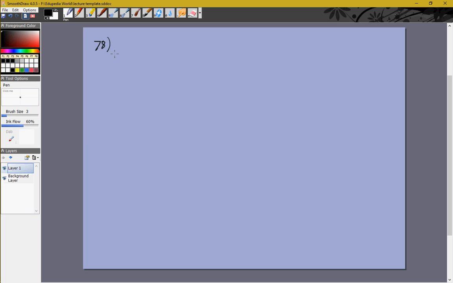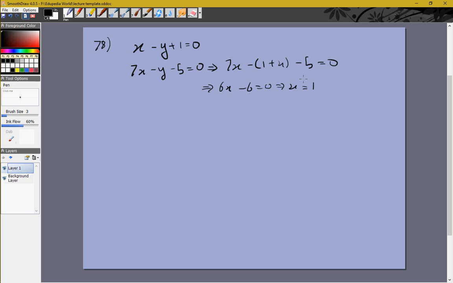We are given two sides of a rhombus: x minus y plus 1 is 0 and 7x minus y minus 5 is 0. So obviously we can find one vertex by their intersection. Substituting y from the first one, x minus 6 is 0, x is 1, which gives us y as 2, which means one vertex is (1, 2).